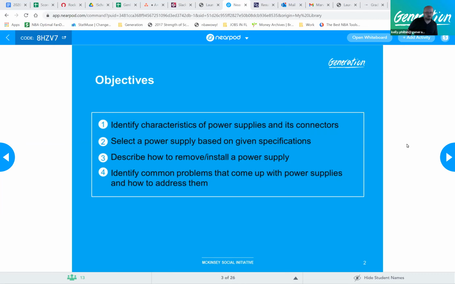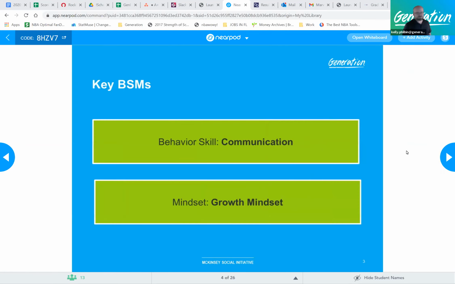The BSMs we would be utilizing for this particular one would be communication, which is critical in troubleshooting, and growth mindset, wanting to learn new things.